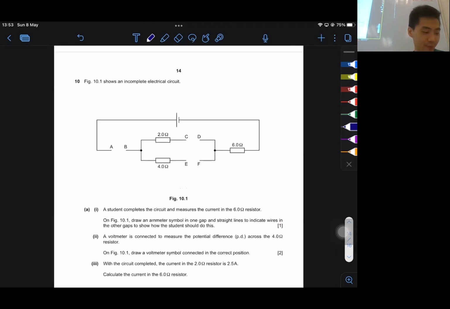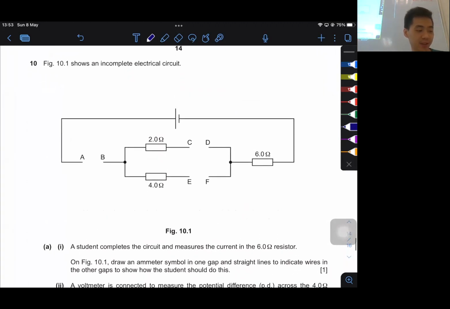Okay, question 10. One of my favorites. The circuit questions. Let's do it. 10 minutes.